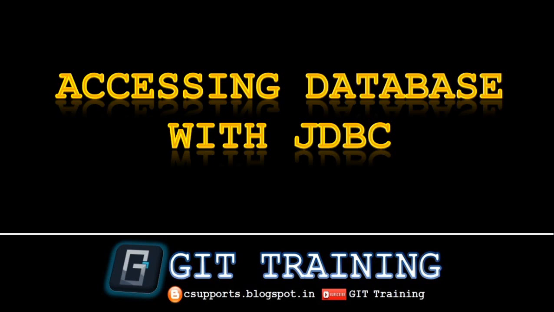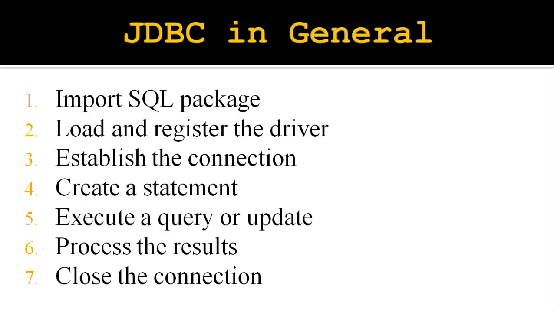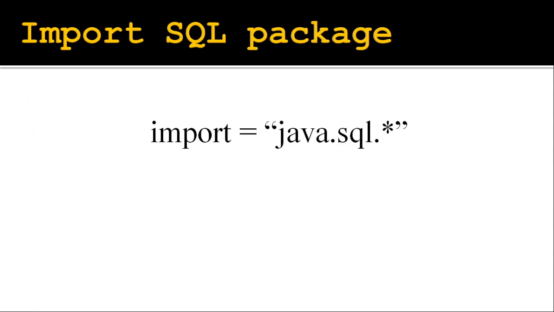Today we are going to discuss how to access a database with Java Database Connectivity. In general, we have 7 different steps to establish a connection between Java and the database. The first step is to import the SQL package in our program. With the help of this package, we are going to perform different kinds of operations on the database.